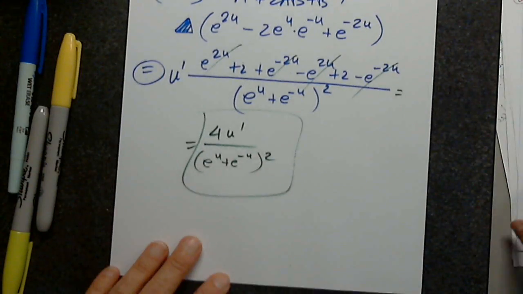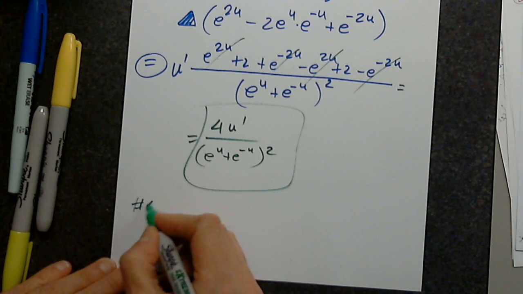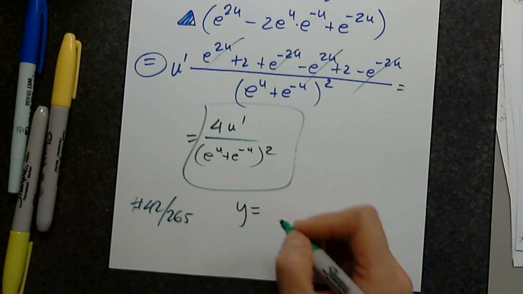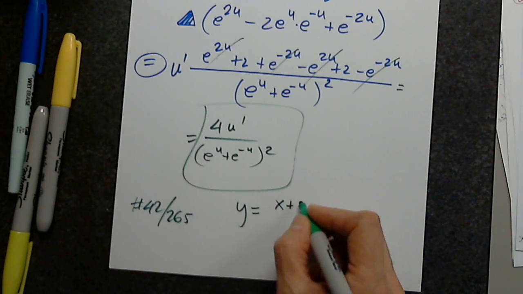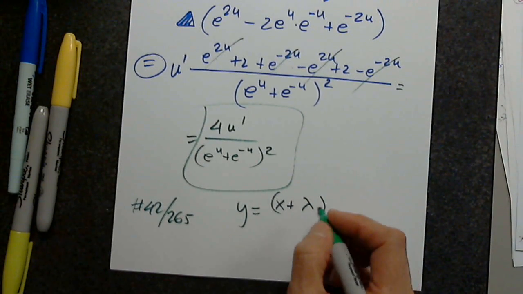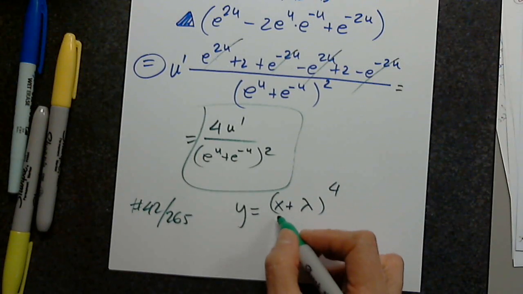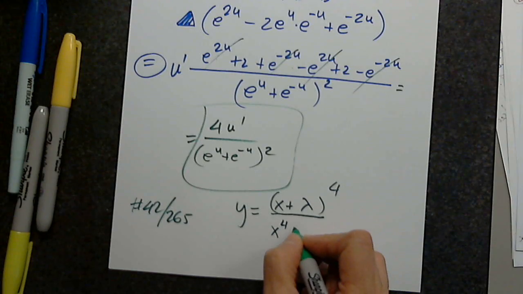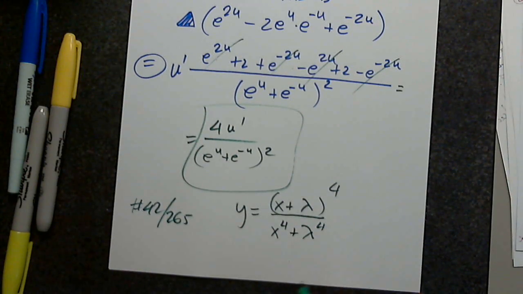42 on page 265. Where are you? 265. And we have y equals x plus lambda, and this is raised to the 4th. Lambda is a number. So over x to the 4th plus lambda to the 4th. This is not exactly what I wanted, so I may have to show one more example after this, and we will make it up together.